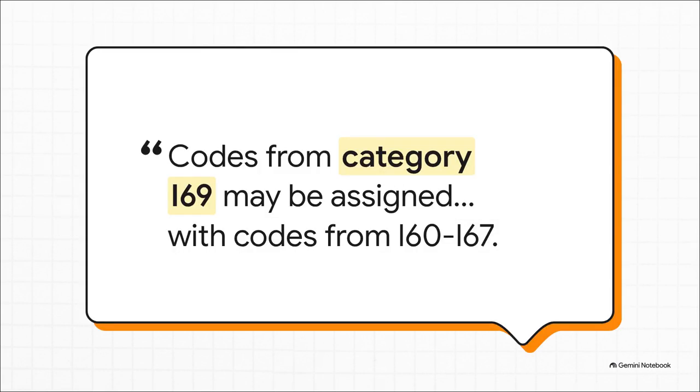And just to anchor this directly in the official CMS guideline text so you know I'm not making this up, let's look at the exact wording. It says, codes from category I-69 may be assigned on a healthcare record with codes from I-60 to I-67 if the patient has a current cerebrovascular disease and deficits from an old cerebrovascular disease. The guidelines explicitly permit, and frankly they expect, you to code both to capture that full clinical picture.